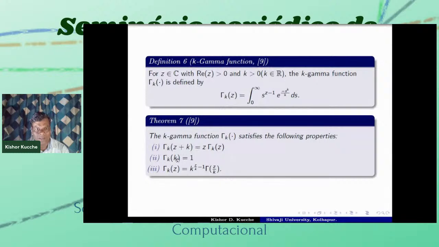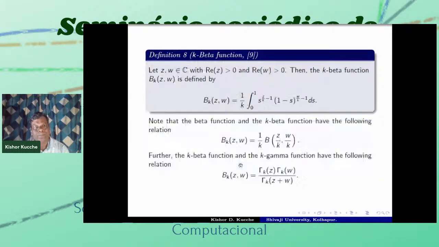And gamma k of k is 1, and this is the relation between the Euler gamma function and the k gamma function. And this is the k beta function, which is a generalization of the beta function, and this is the relation between the k beta function and the k gamma function. We get a similar type of relation as in the Euler gamma function and beta function.